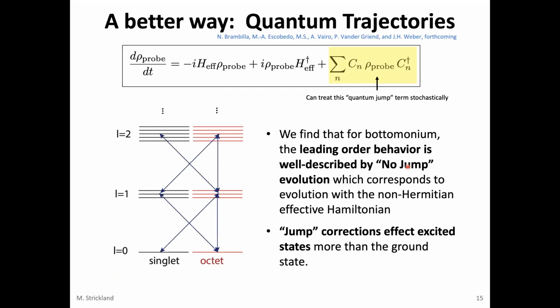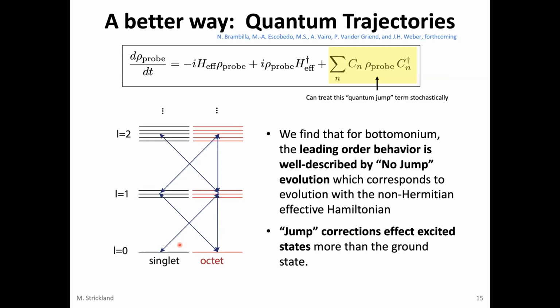So what we have found in practice is that the full evolution turns out to be very, very well approximated by the leading order evolution, at least for the ground state. And I'll show you some evidence of that in a second. And then when we turn on this jump term, we see that the jump corrections affect the suppression of the excited states more than the ground state.